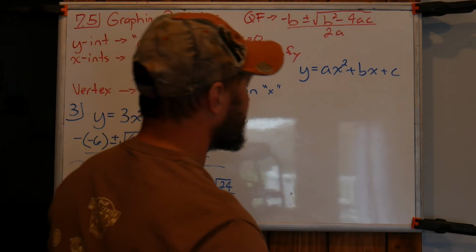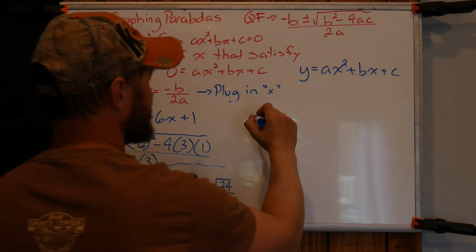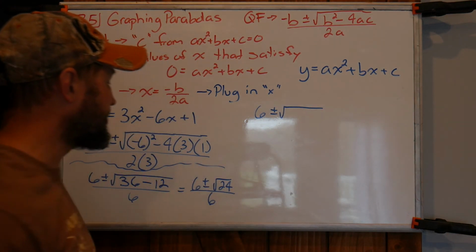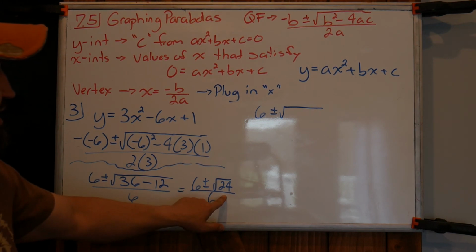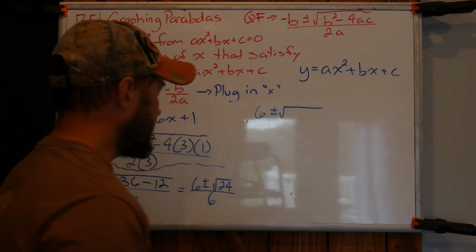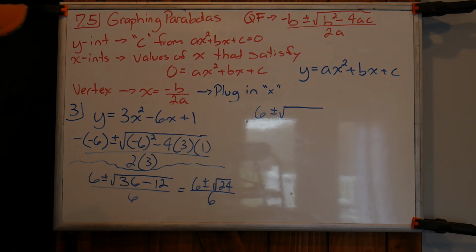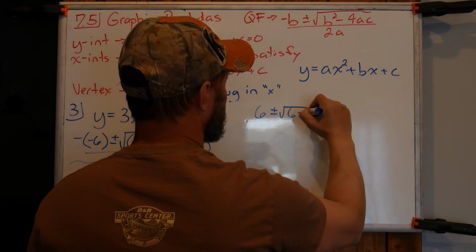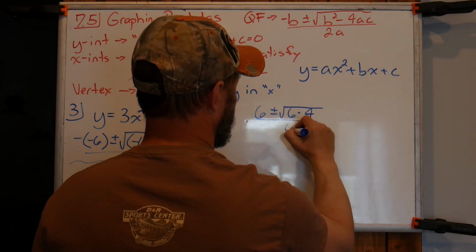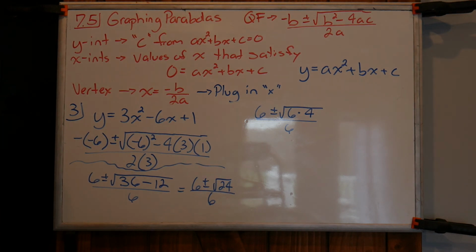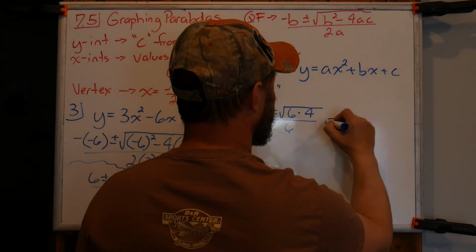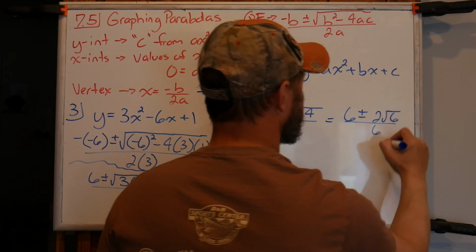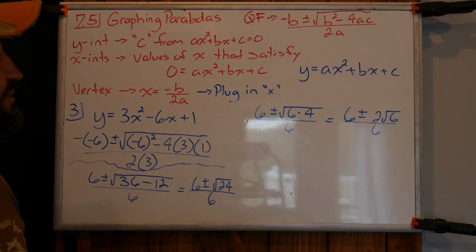So we're going to keep going with this one. I'm going to erase before I find the vertex. So we take our 6 plus or minus the square root of, and instead of 24, I need to break that down. I need to see what I have. Well, 8 and 3 don't do me any good because I'm working with a square root, but 6 and 4 help me out quite a bit, because now I can turn this into 6 plus or minus 2 square root of 6, all over 6.